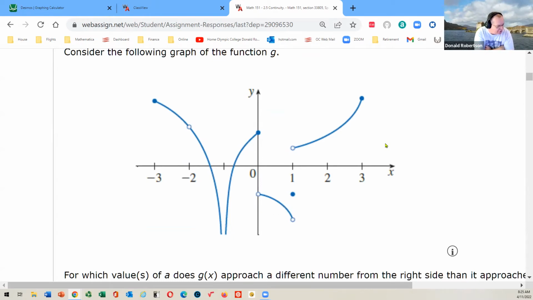Tell me the x coordinate of any place where there's a discontinuity. I can see 1, 2, I can see 4. So give me any of them. 1. X equals 1. Agreed. What kind of discontinuity is happening at x equals 1? Neither. Oh, for left and right, agreed.